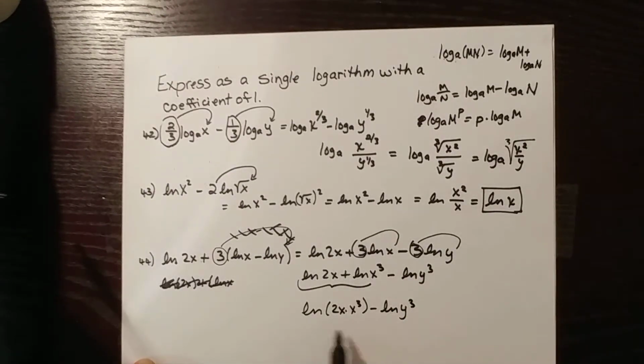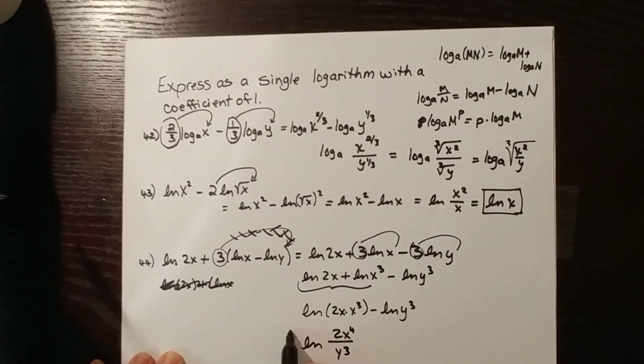Then I'm going to use the quotient rule to rewrite this and connect these with the minus sign into one logarithm. So this can become the natural log of 2x times x to the third, or 2x to the fourth, over y to the third. And that's how you can rewrite that last one.